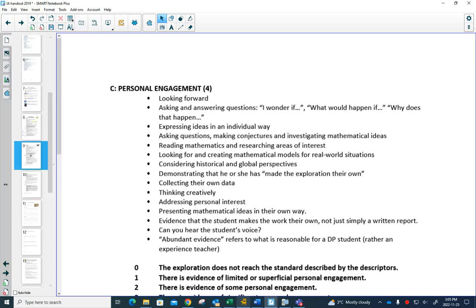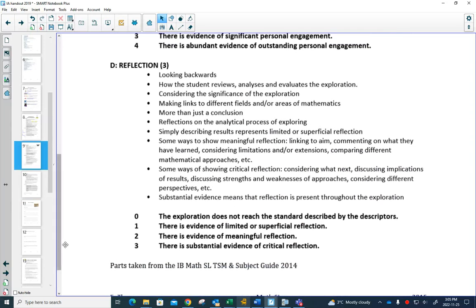Oh, I missed one. Reflection. Throughout your paper, you get a result, reflect on it. A reflection is not like, oh, I'm going to have a reflection section at the end. That won't go over well.